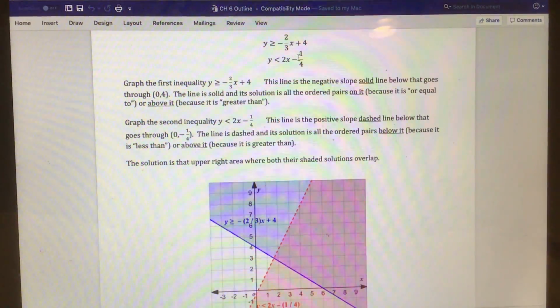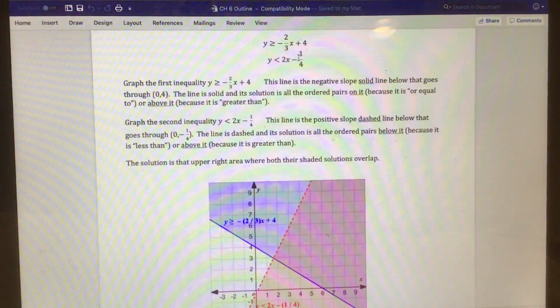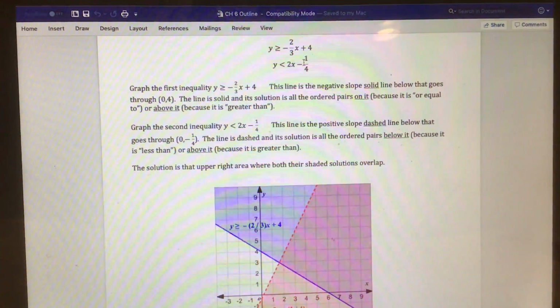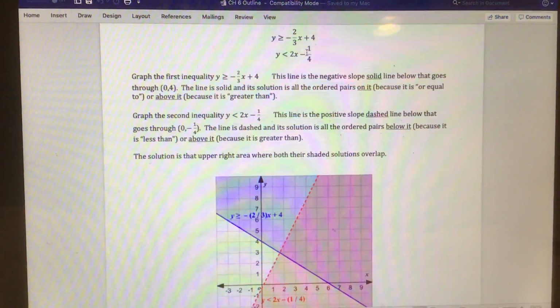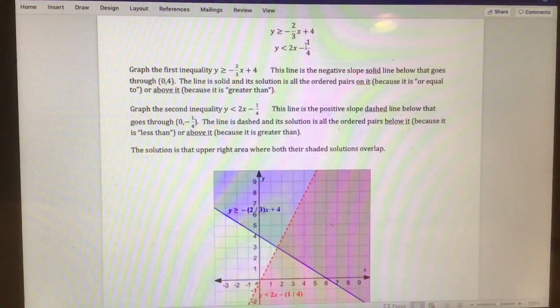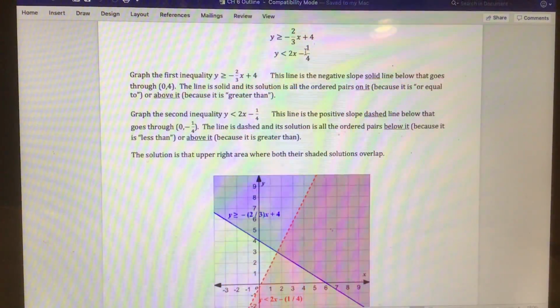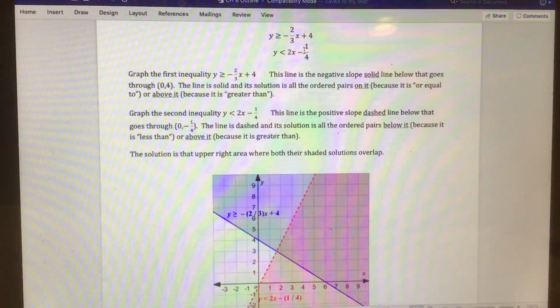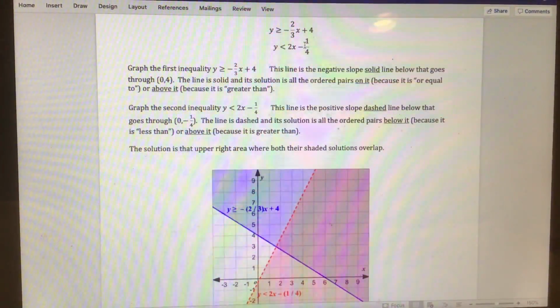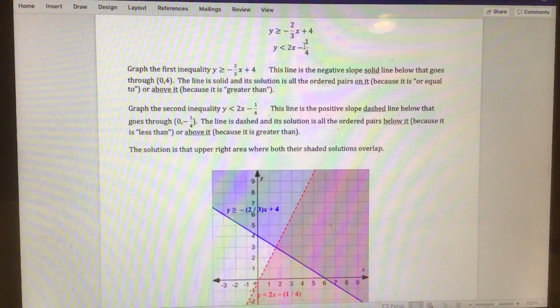And I want you to think back to Chapter 3 when we graphed single variable inequalities like x is less than 7. We would put an open circle on 7 or a closed circle, depending on whether it was "or equal to" or not. Then we would shade to the right or the left, depending on whether it was greater than or less than. So we're going to take those two concepts from Chapters 3 and 5, and put them together for this Chapter 6 concept, which is, again, systems of linear inequalities.